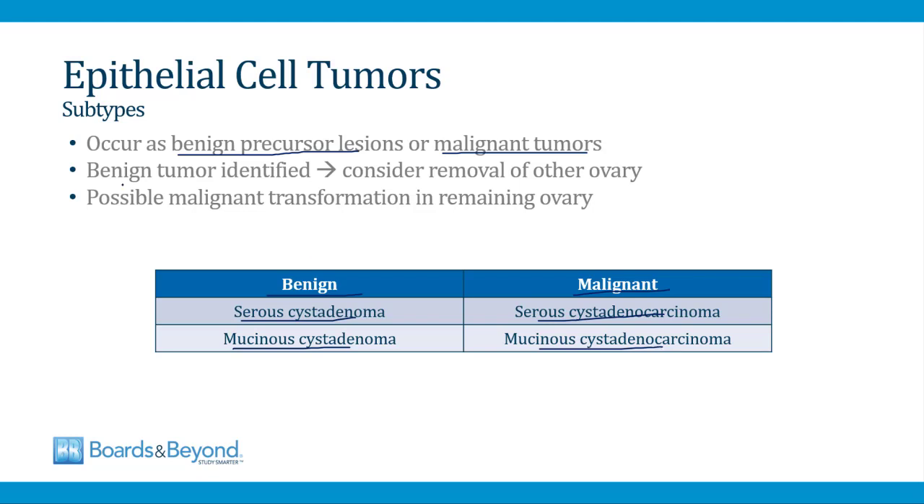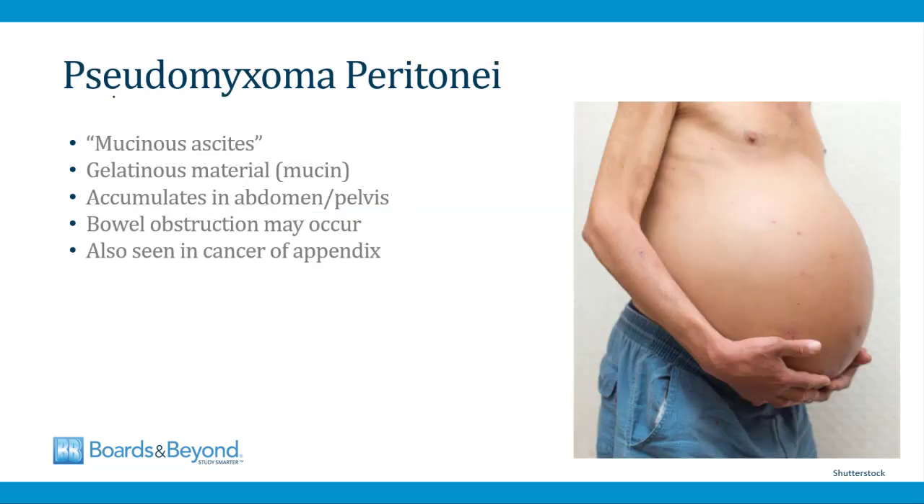And so when a woman has an ovarian mass and it's surgically removed and the pathology shows that it's a benign tumor, you have to consider removing the other ovary. That's because there's a possibility that malignant transformation will occur in the remaining ovary if it does not undergo surgical excision.